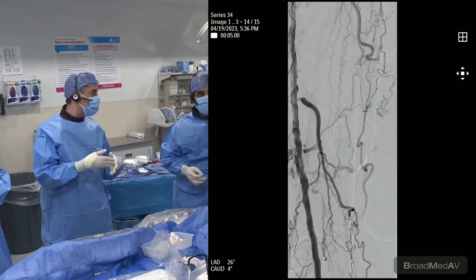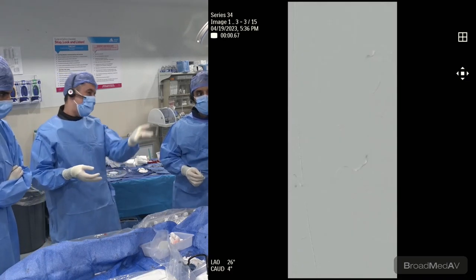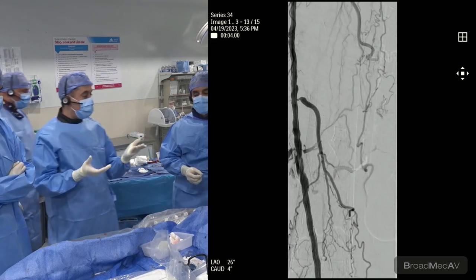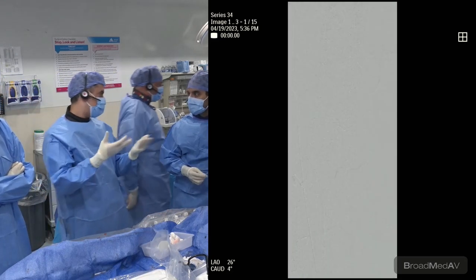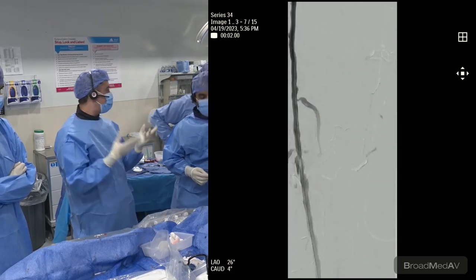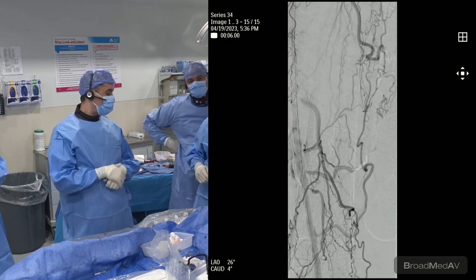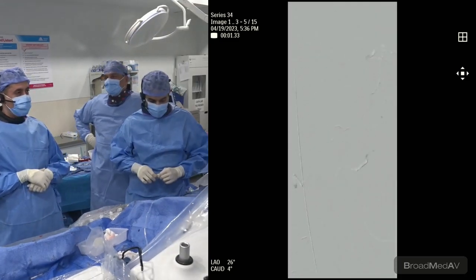So I agree, IVUS gives us a good look at ISR. Is it neoatherosclerosis? Is it acute thrombosis? Is it a combination of both? In these patients as well, some cases I do. I would probably say 25% of my practice, but the rest is mostly angiographically, luminographically driven. Okay, great.